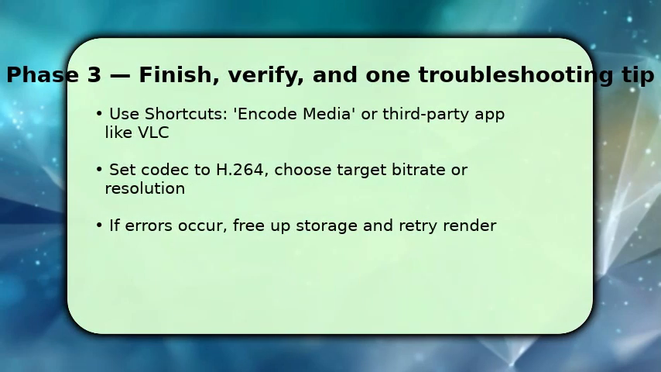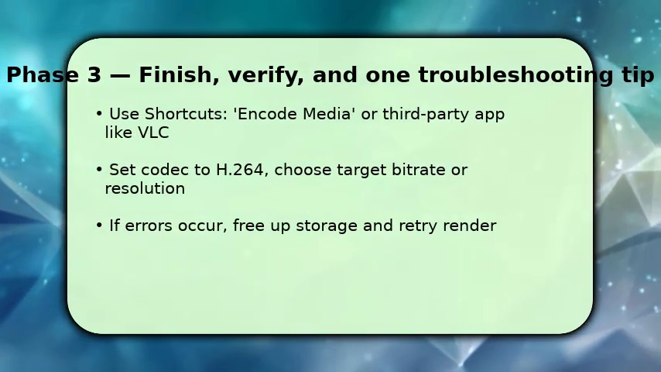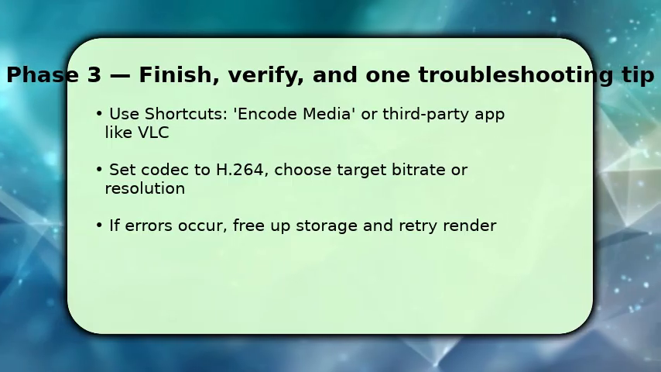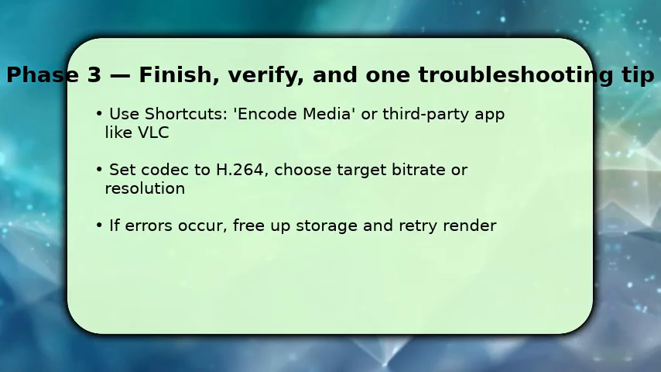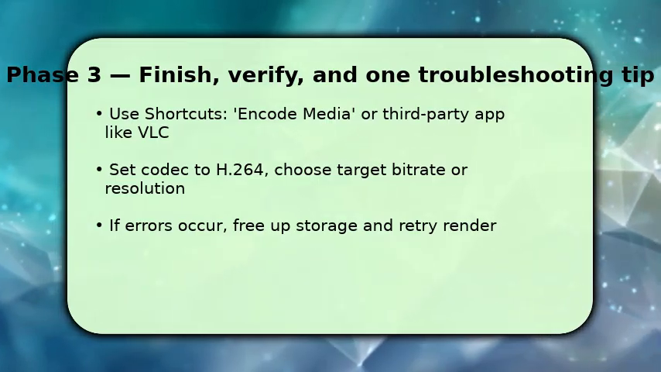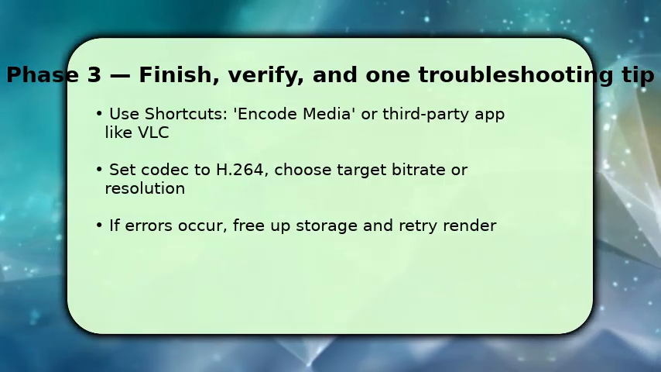To make an MP4, use Shortcuts with the Encode Media action or a converter app like VLC. In Shortcuts, add Encode Media, set format to H.264, MP4, pick resolution and bitrate, then run the shortcut on the saved video. This preserves compatibility across platforms.